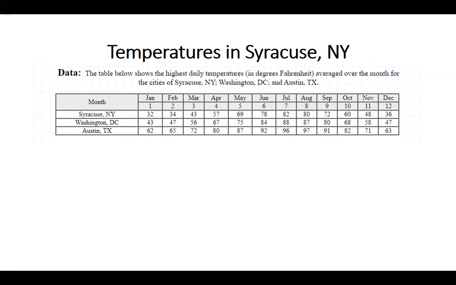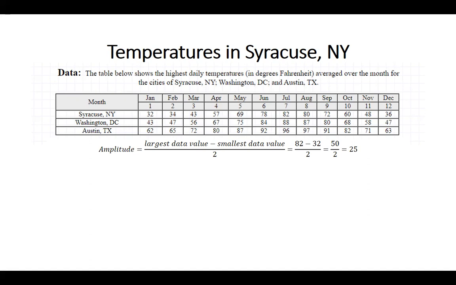Okay, so we've got in January, the high was 32, February 34, March 43, April 57, May 69, et cetera, et cetera, et cetera. So we've got this whole thing here, and we're going to work through our steps. The first thing we're going to do is find the amplitude. So we're going to take the highest value and subtract the smallest value. The highest value was 82 in July, and the smallest value was 32 in January.